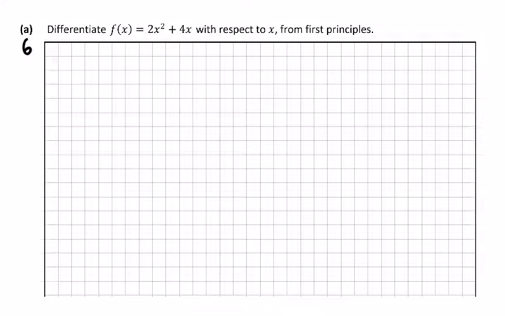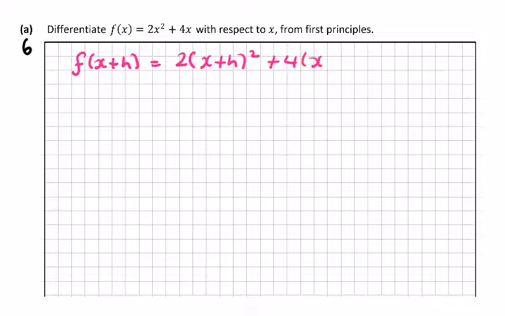Question 6, differentiation from first principles. What's f of x plus h? It's 2 times x plus h, all squared, plus 4 times x plus h. What do I always tell you to do at the start? Write down your answer. It's going to be 4x plus 4. This will help us along our travels.